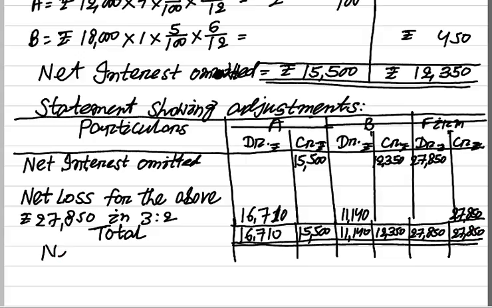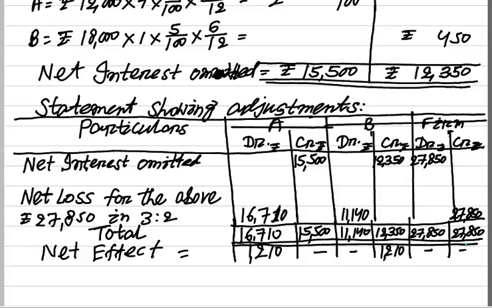Then the net effect of adjustment. A should have been debited 16,710 and has been credited 15,500. So the difference is a debit for A, which is 1210. 1210 is to be debited to A's capital account, and for B it is the same difference, it should be credited 1210, and all other columns are blank.